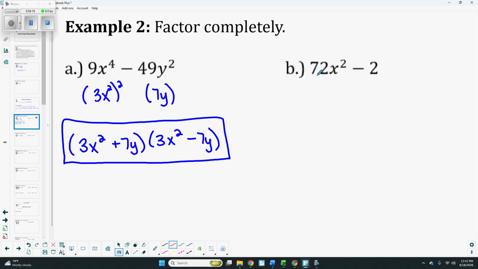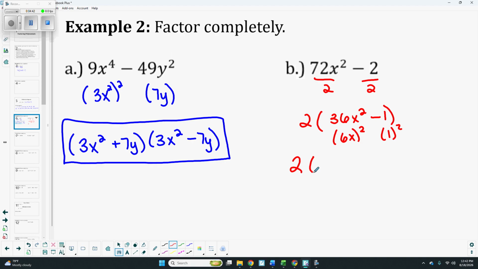In the next one, 72 is not a perfect square, 2 is not a perfect square, but I do have a GCF, right? We can take 2 out of both of these. So if I take 2 out, I'm left with 36x squared minus 1. 36 is a perfect square, and x squared is a perfect square, right? And this is just 1 that was being squared. So it's 6x and 1. So that's going to be 2 times 6x plus 1 times 6x minus 1.